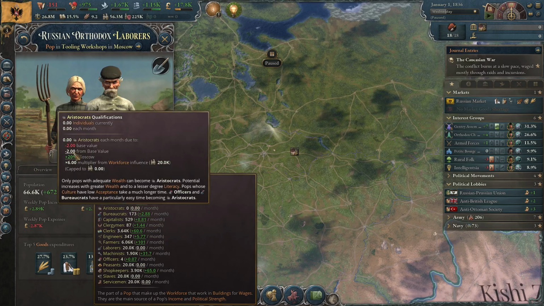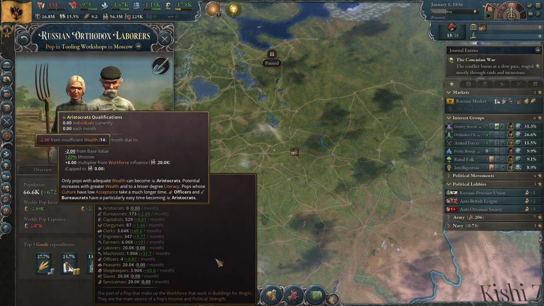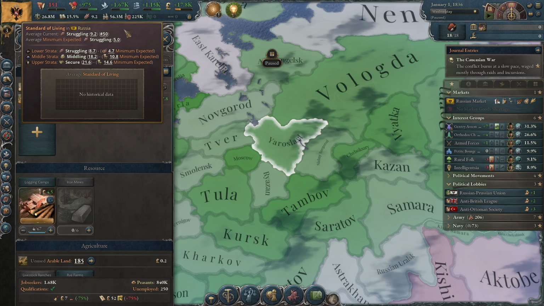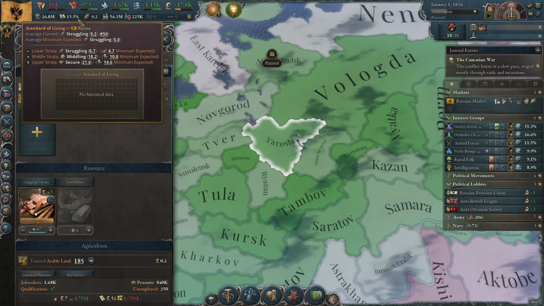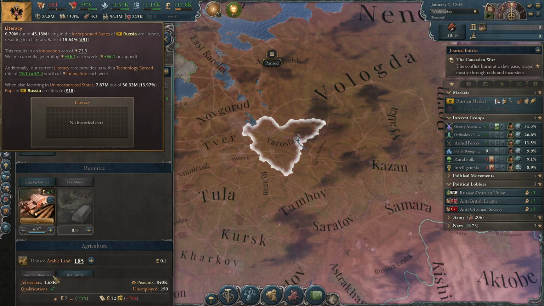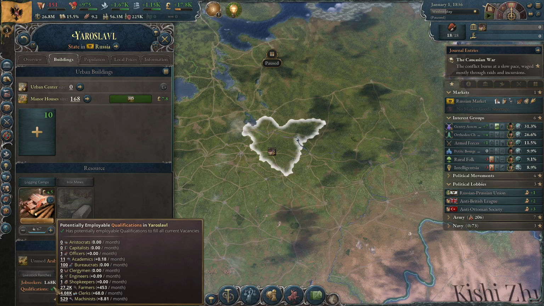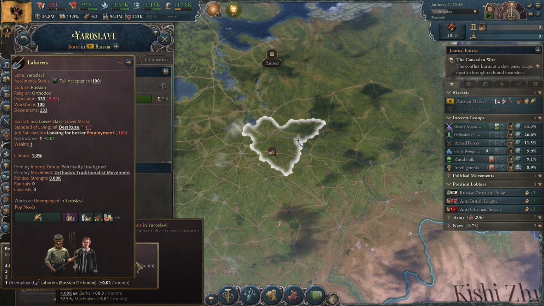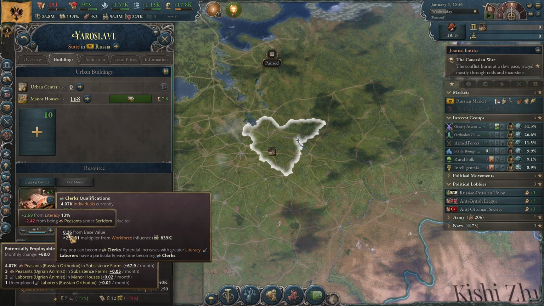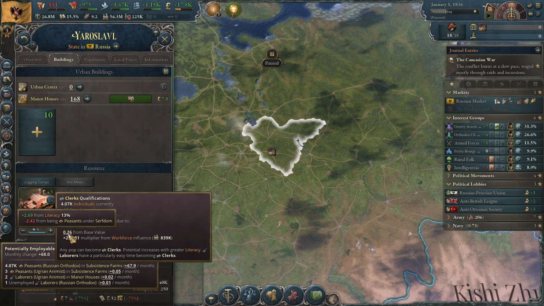But the aristocrats require an even higher level of wealth. And so that means you're roughly aiming for a standard of living of 10 and a literacy rate of 20 as two critical thresholds to reach to start generating a lot of qualifications per month over time. Otherwise, a lot of your qualifications are generated very slowly, and if most of your people are peasants under serfdom, they're going to gain almost no qualifications at all.